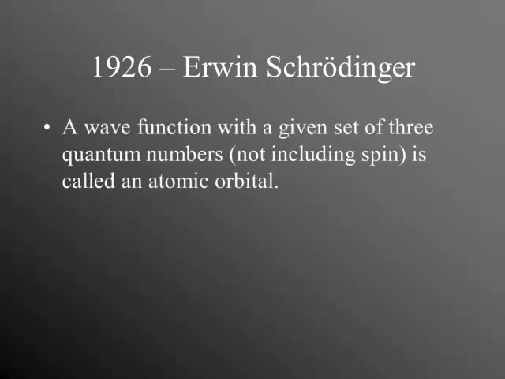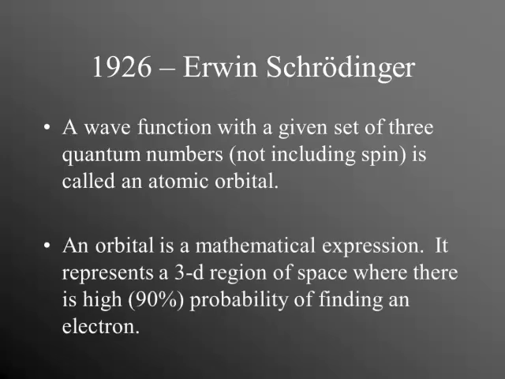A solution to a wave function gives you 3 quantum numbers. This solution defines an atomic orbital. An orbital is a mathematical expression. It represents a 3D region of space where there's a high probability of finding an electron.